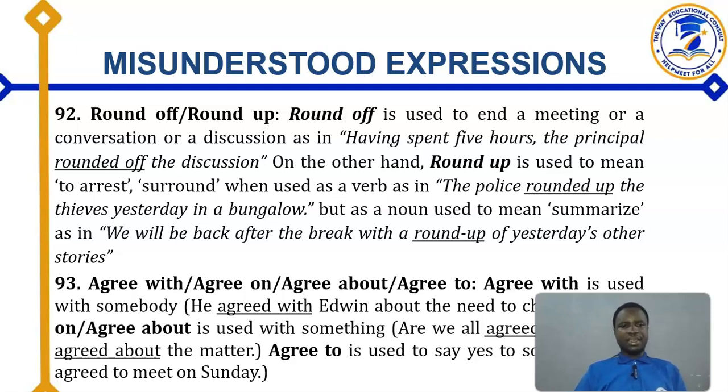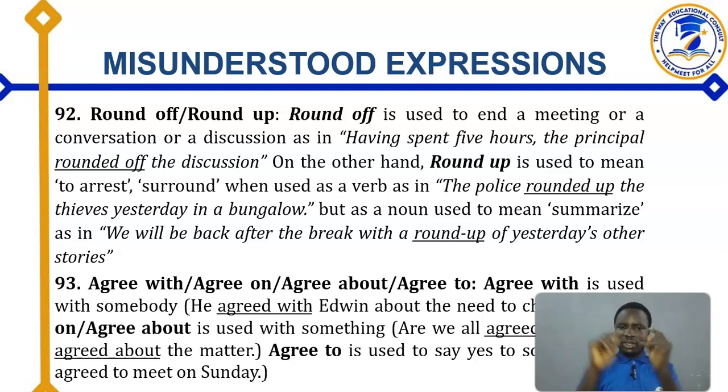Number 93, agree with, agree on, agree about, agree to. To agree with is used with somebody. You agree with Edwin. He agreed with Edwin about the need to change. So when it involves a person, we agree with. You agree on or agree about something with someone. When it involves somebody, you agree with the person.